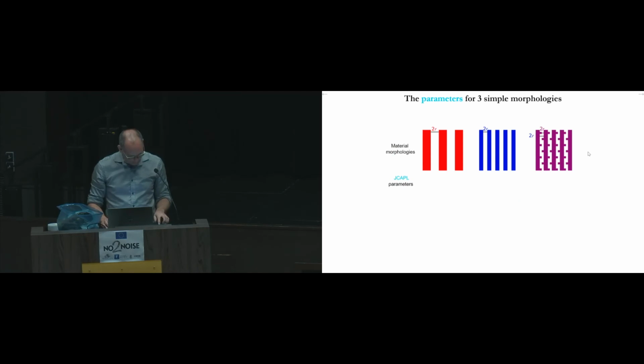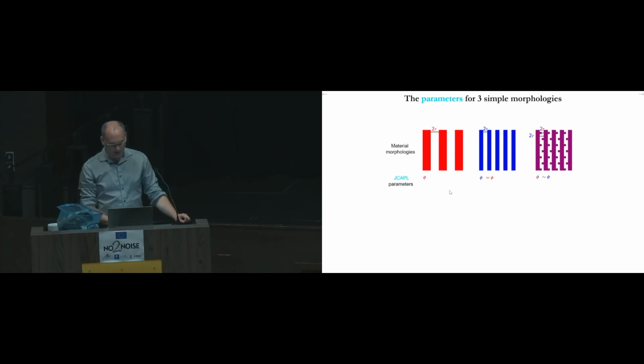Okay, if you want, we have 5 minutes and we can play with a little exercise, which is to find information about the values of these parameters for 3 different morphologies, so the red, the blue, and the violet one.